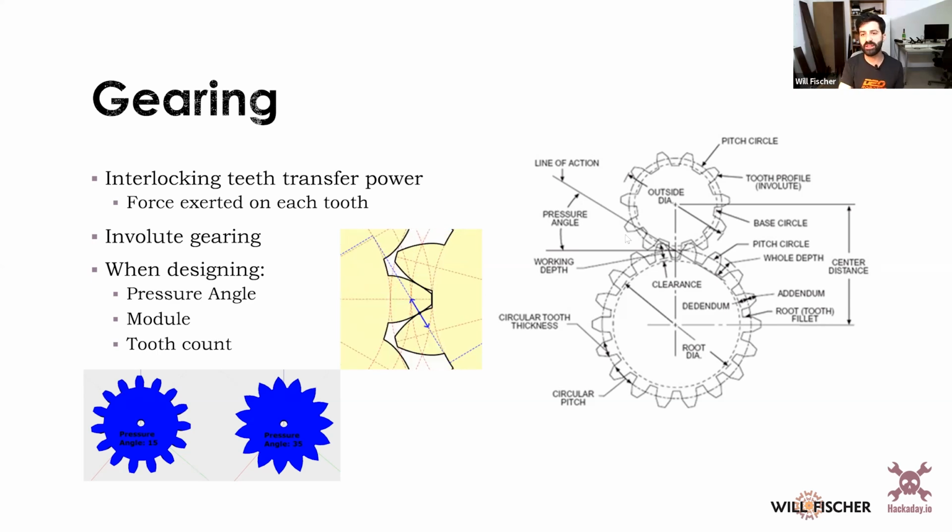Cool. I've got this image on here so that you can go back and look at it if you need to. You mount with the center distance, which is the pitch circle half-diameter of one gear plus the pitch circle half-diameter of the other gear, and that tells you your mounting distance.